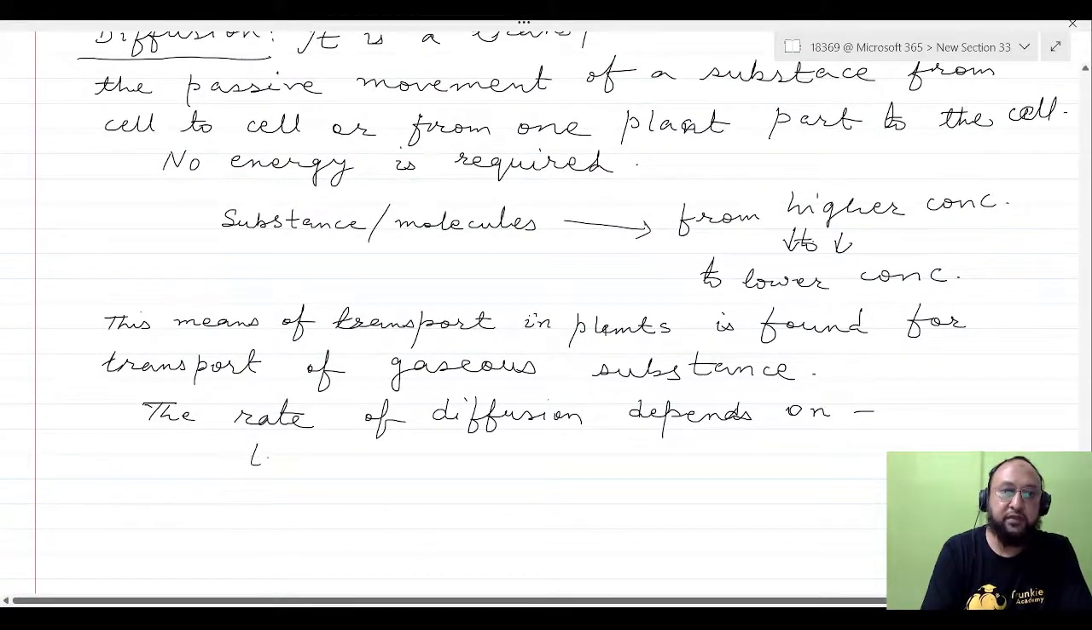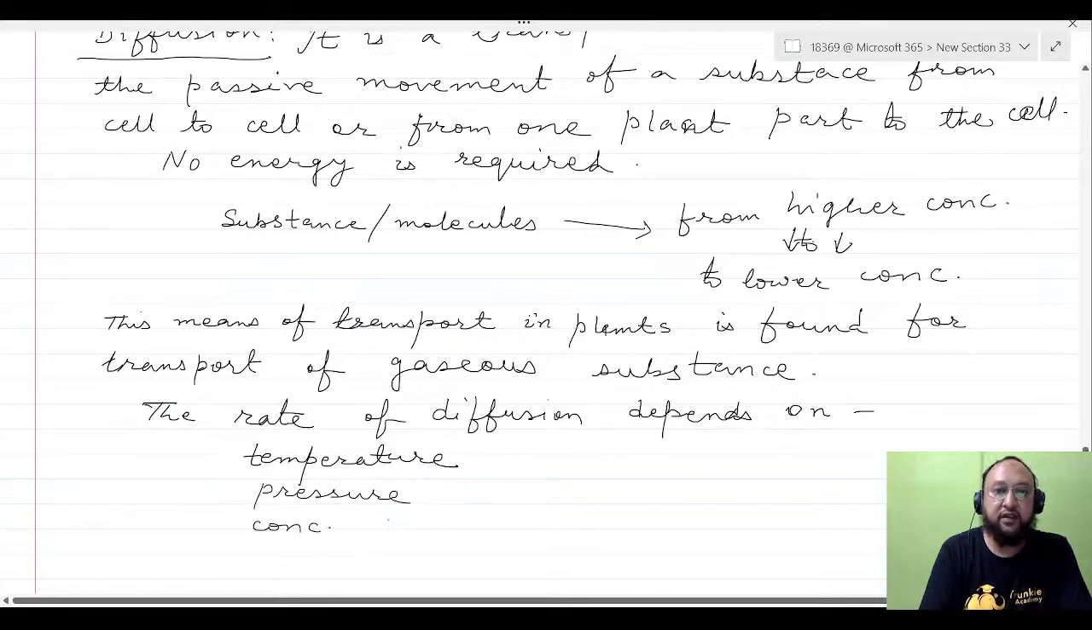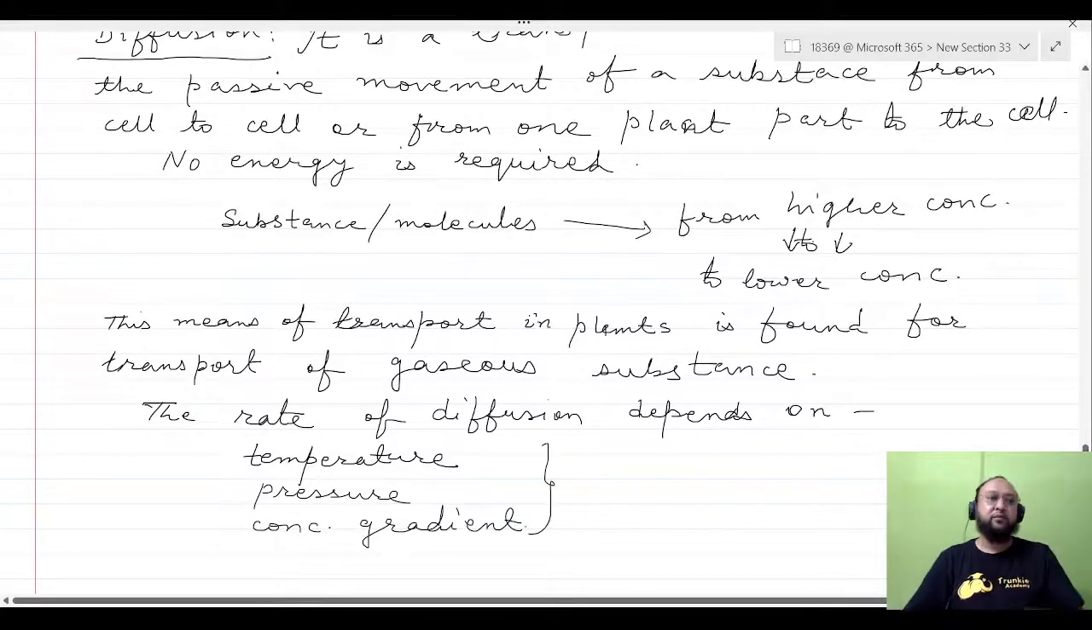First one is the temperature. If the temperature is more, then the diffusion rate will be higher. Then the pressure also, atmospheric pressure or other. Mainly it is the concentration gradient. The main factor is the concentration gradient, and the other two factors are the temperature and pressure.